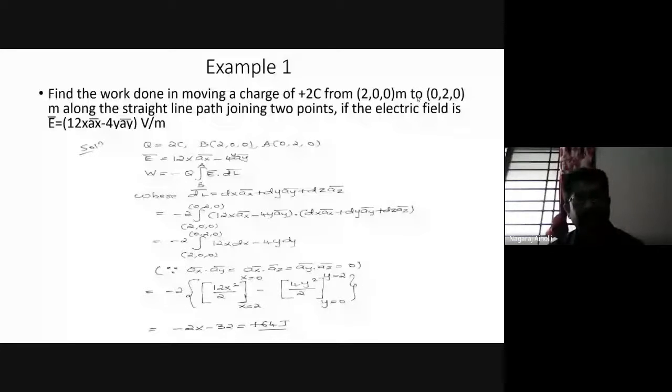That is the first and foremost thing you are supposed to do before calculating the answer or solving the numerical. Here, if you look into the question, (2, 0, 0) meters and (0, 2, 0) meters, it is in Cartesian. If it is in Cartesian, then dl bar is equal to dx ax bar plus dy ay bar plus dz az bar.